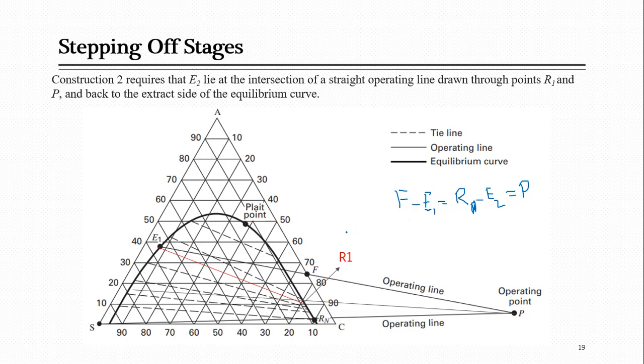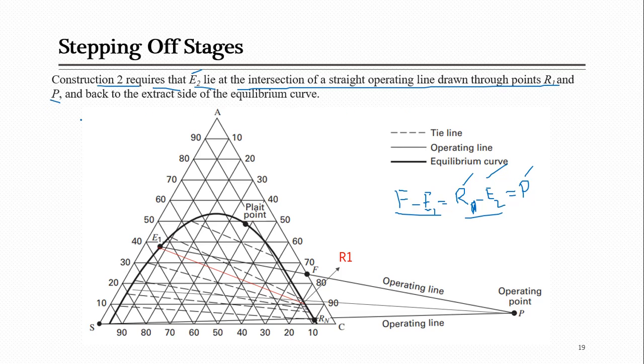From this diagram, up to the point where I have reached, I can locate E2. How can E2 be located? For F and E1, the line passing through F and E1 connects to the P point. The same can be used for the location of E2, because now you have R1 as well as P. Construction 2 was to draw the line through P. So construction 2 requires that E2 should lie at the intersection of the straight line drawn through points R1 and P.